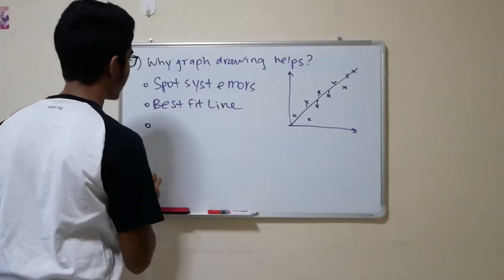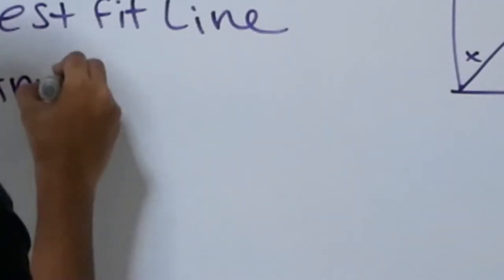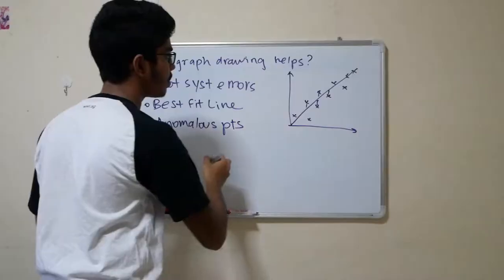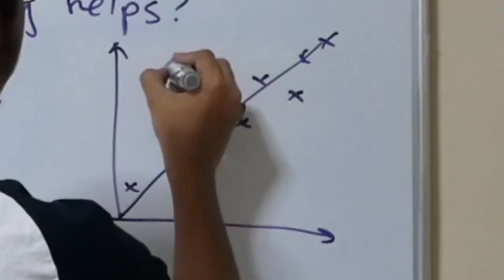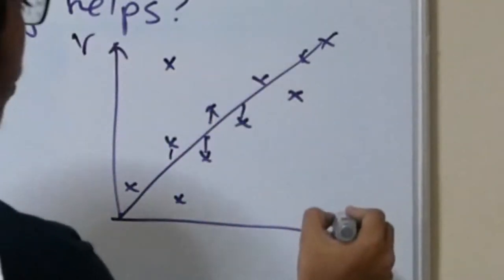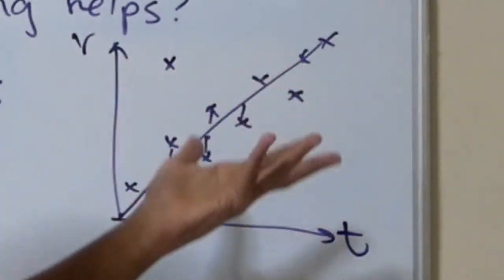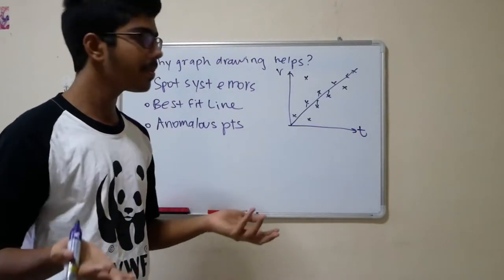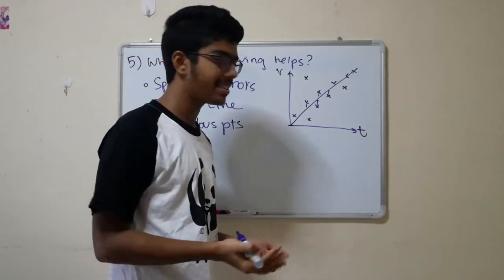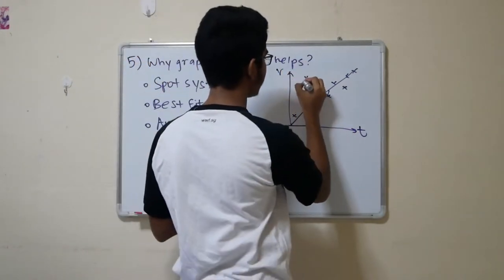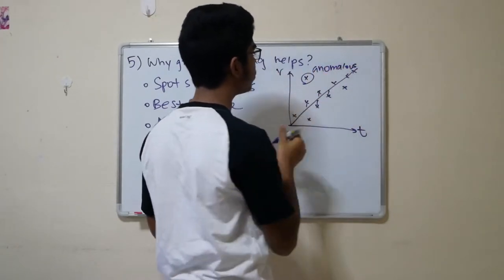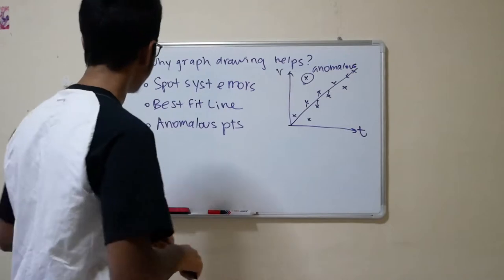The third thing why graph drawing helps, it helps you to find the anomalous points. So for example, your best fit line is very sweet, but you have this weird value right here, okay? That doesn't even fit with the best fit line. This could be due to some error when you're measuring, some problem happened because we humans make mistakes, right? Then what I ask to do in practicals is circle this and call this anomalous and don't include it in your calculations, alright?